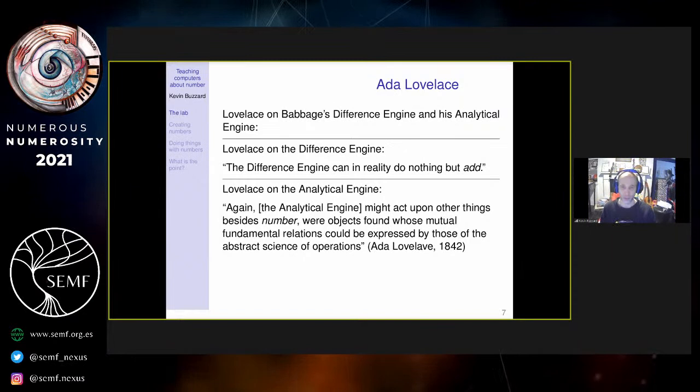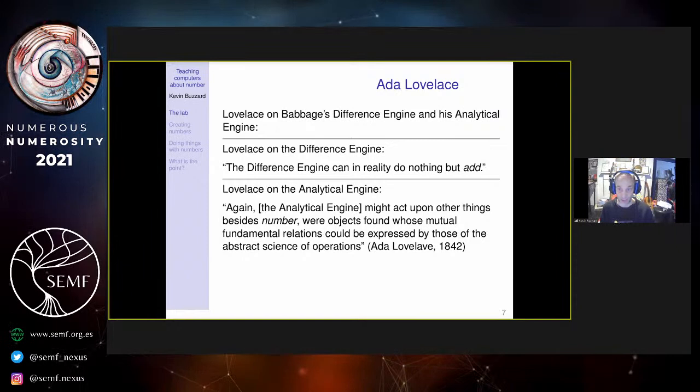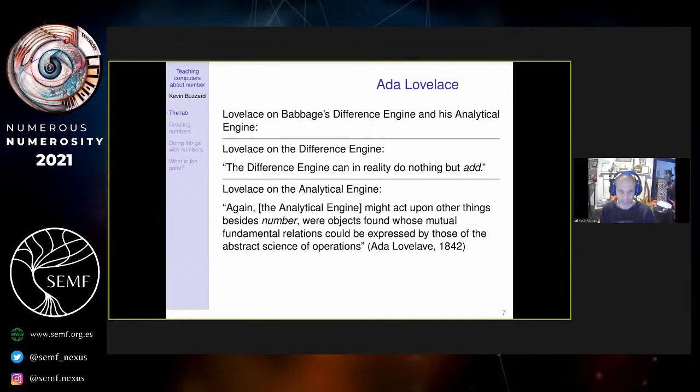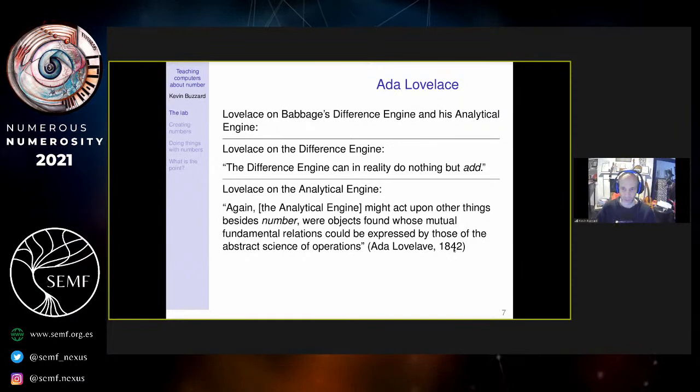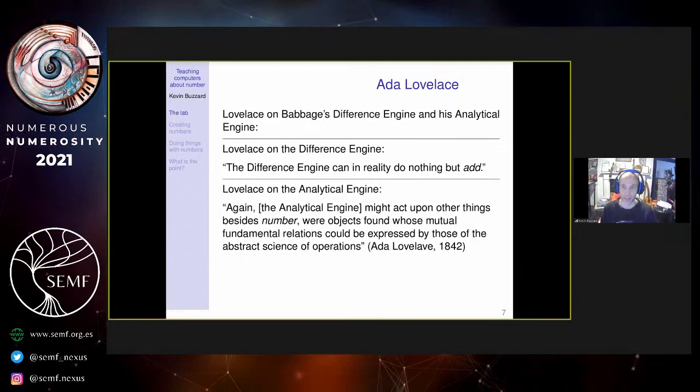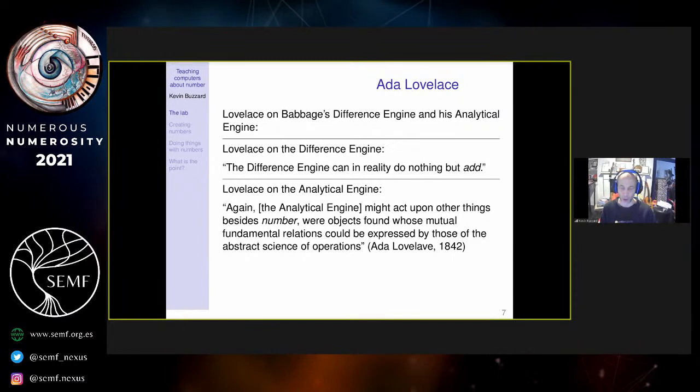She talks about the analytical engine, and she says it might act upon other things besides number. So this was 1842, and she observes very, very early on that computers don't necessarily have to be computing with numbers. There's some sort of more underlying abstract thing that's going on. It could act upon other things besides number, where objects are found whose mutual fundamental relations could be expressed by those of the abstract science of operations. And the abstract science of operations she's talking about is what we now call functions.